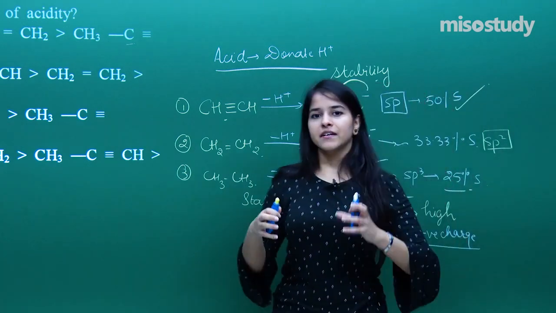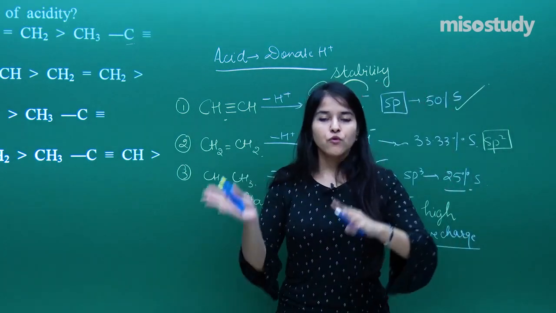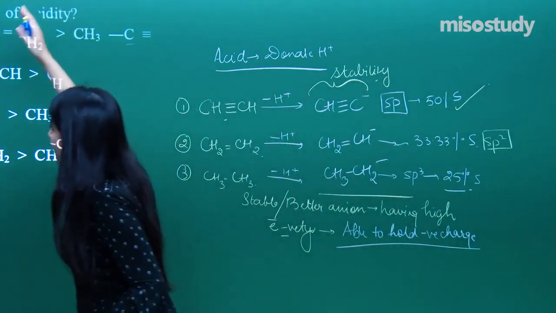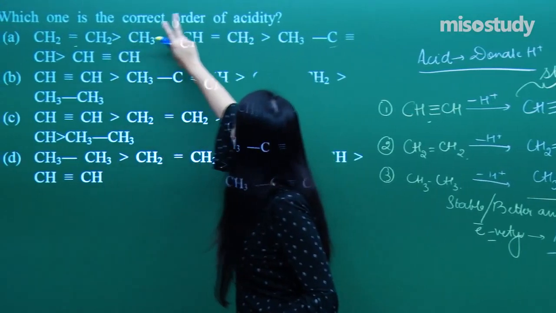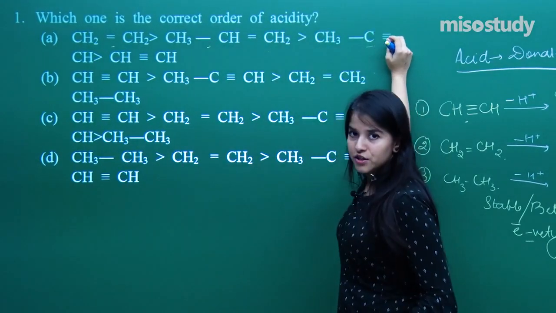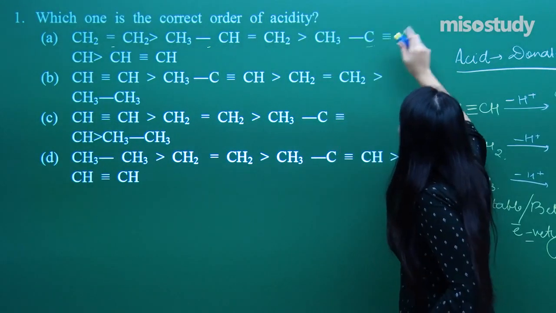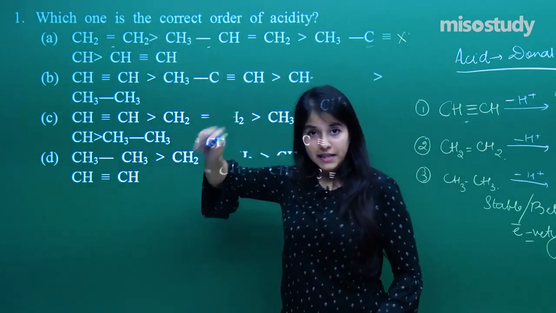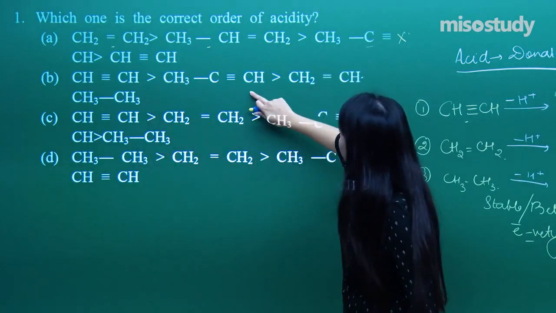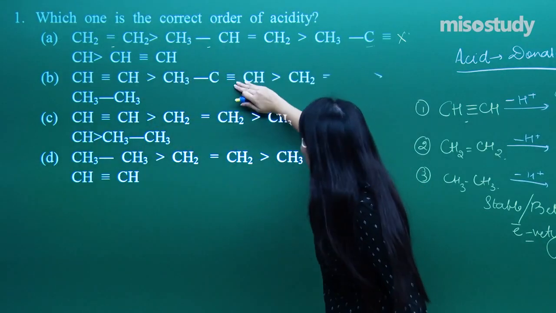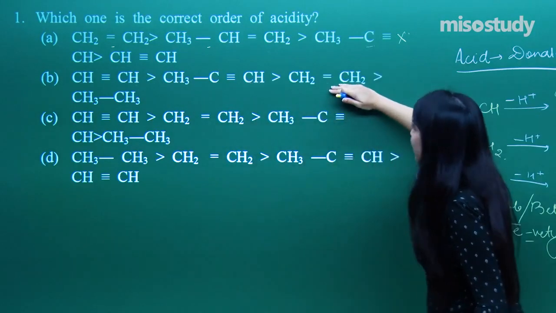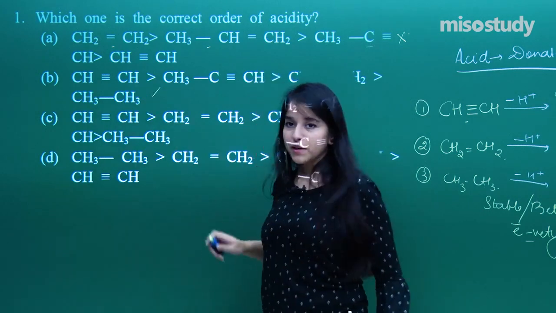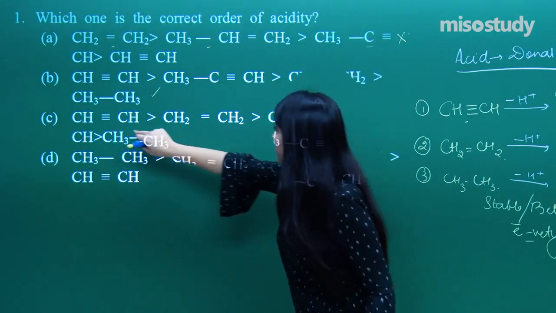So anything related to alkyne would have higher acidity as compared to the alkanes. Let us analyze the options here. Alkene followed by alkene followed by alkyne could not be the option, because alkyne always has higher acidity than the alkene. Option B is alkyne, followed by alkyne, followed by alkene, followed by alkane. That could be a possibility, but let us analyze the rest of the two.